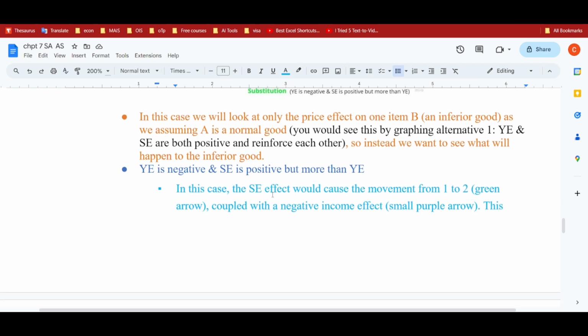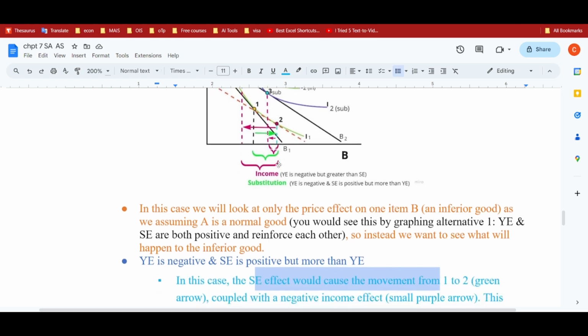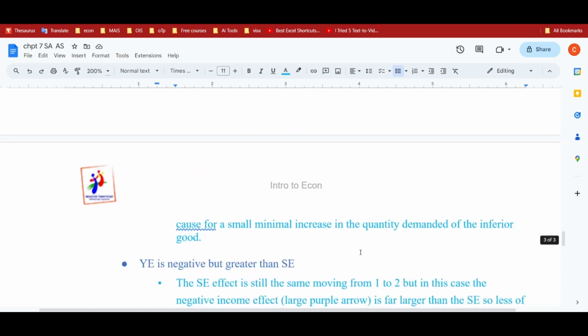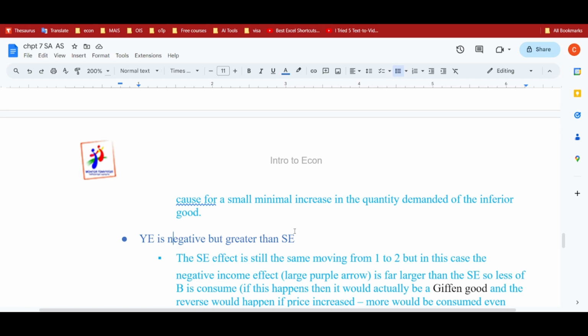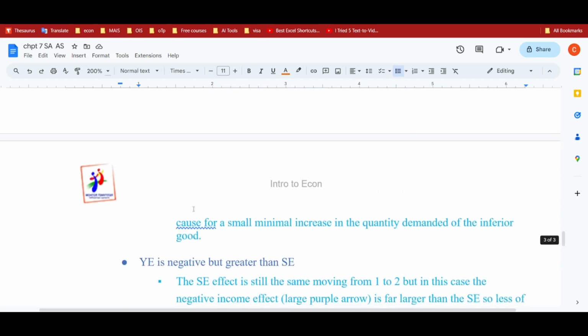It says in this case, the SE effect would cause a movement from 1 to 2, the parallel line, and then the green arrow coupled with a negative income effect, the small purple arrow. This caused a small minimal increase in the quantity demanded of the inferior good. Why E is negative? So I'm explaining all three situations.